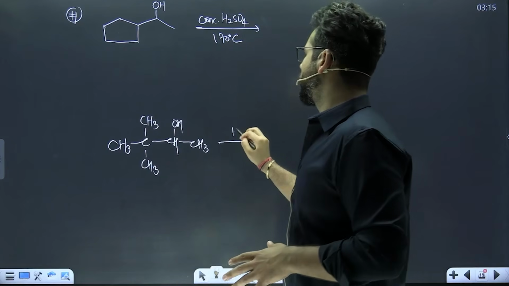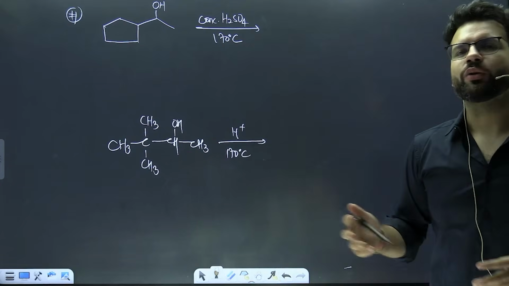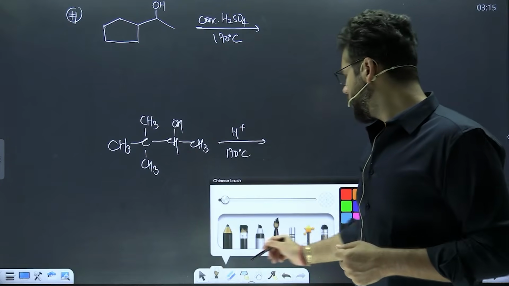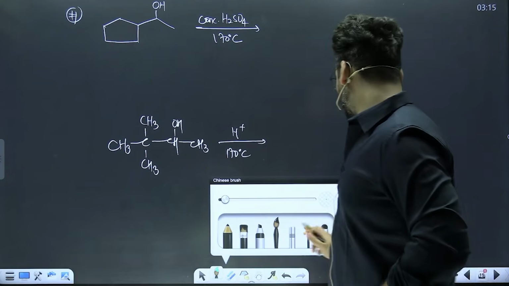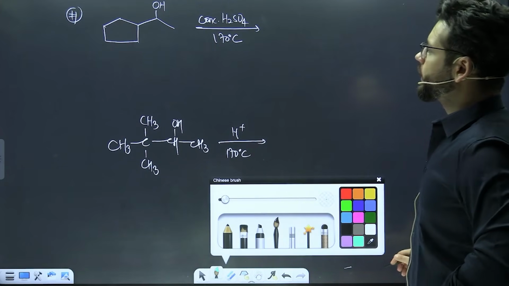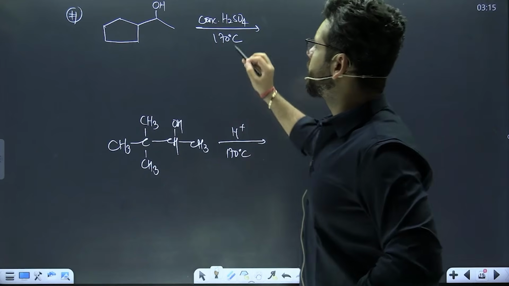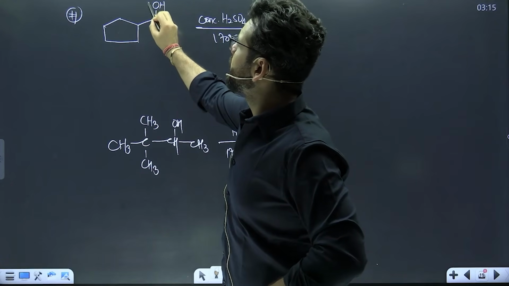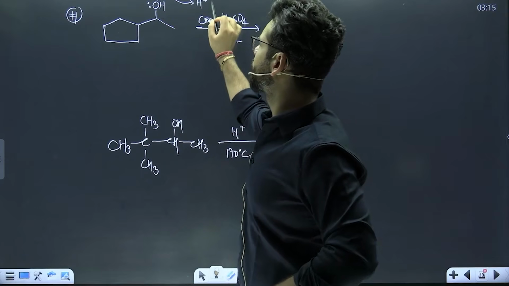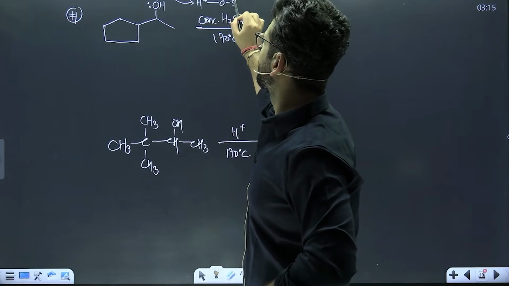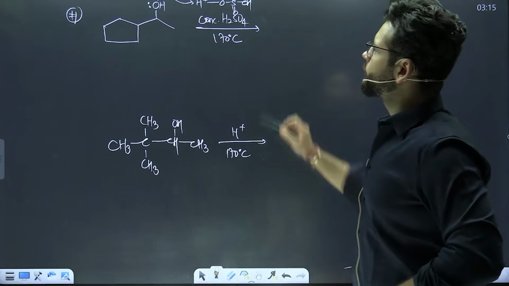Heated with concentrated H2SO4 at 170 degrees Celsius or 443 Kelvin. So when you take these two examples, first thing you do is do the mechanism properly. It's an E1 mechanism where the alcohol gets protonated by taking the H plus from H2SO4.